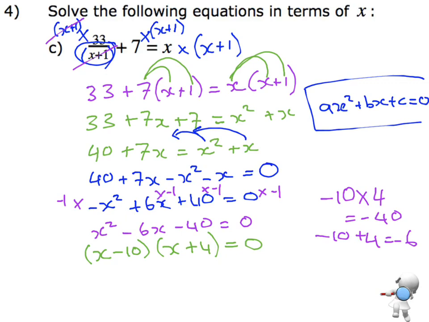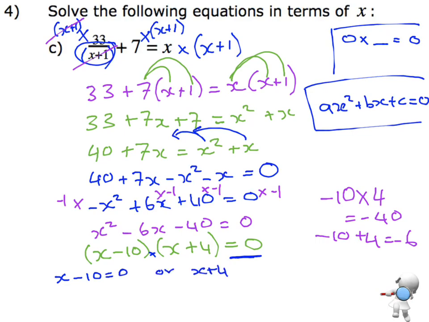Just as a little side step to remind you, 0 times anything is always going to be 0. So in order for us to get an answer of 0, it means either the first bracket is equal to 0 or the second bracket is equal to 0. So either x minus 10 equals 0 or x plus 4 equals 0. And now I just solve that. Take the negative 10 to the other side, that gives me x equals 10. That's one solution. Or if I take this 4 to the other side, that gives me x equals negative 4. There is my second solution.